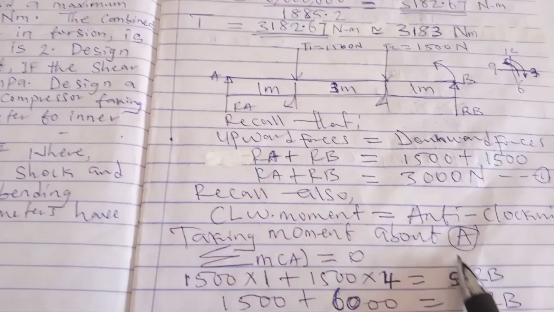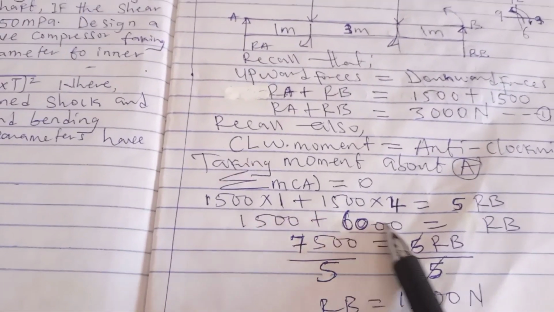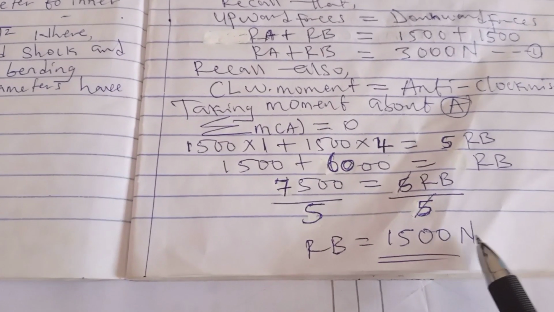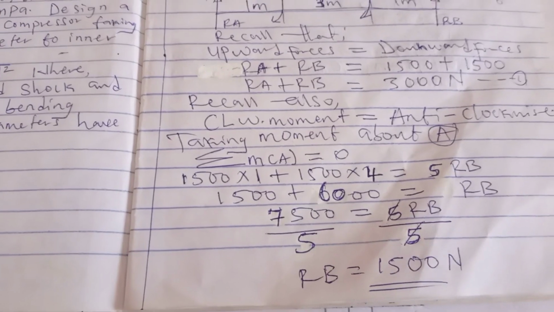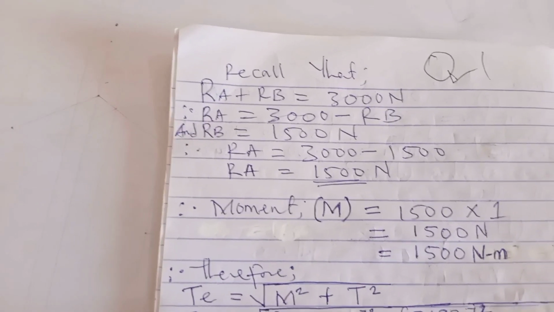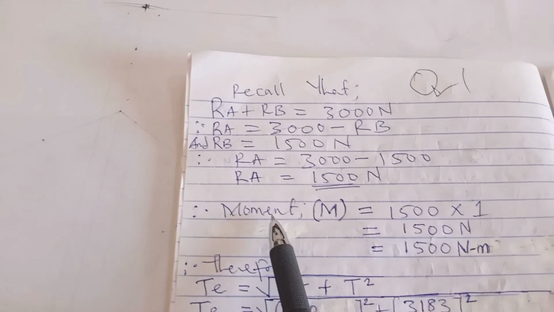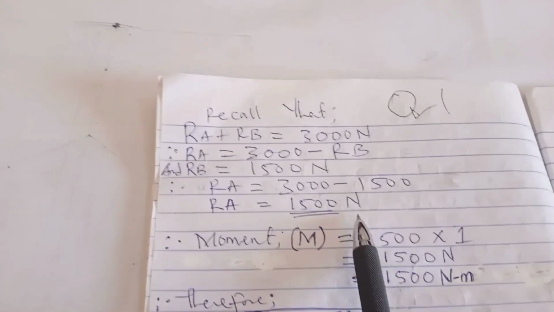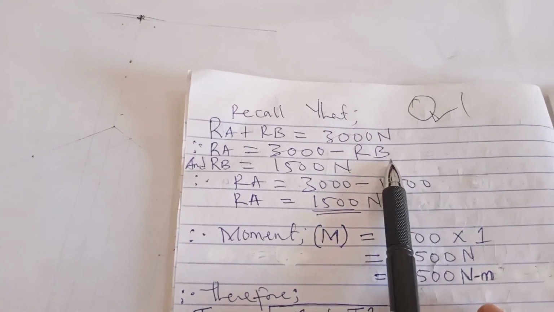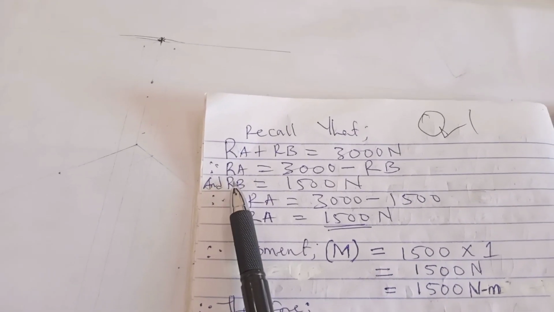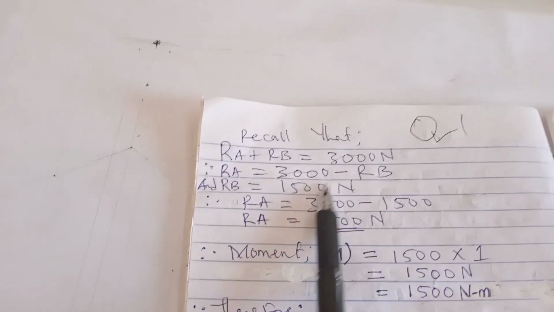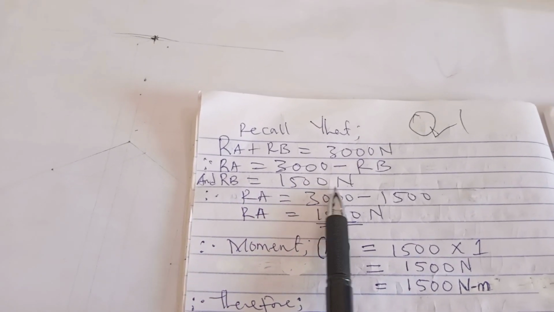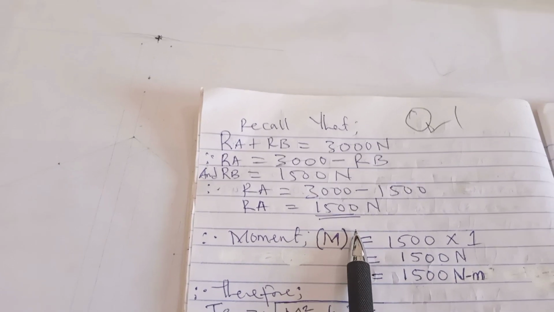Having done that, you can evaluate easily, and of course, you're going to have your RB to be 1005. If you have your RB to be 1005, you recall that we first said that RA plus RB is equal to 3000 Newton. That was our equation 1. And then you now make RA subject of the formula, and you repeat the value of RB, and of course, you're going to have this.